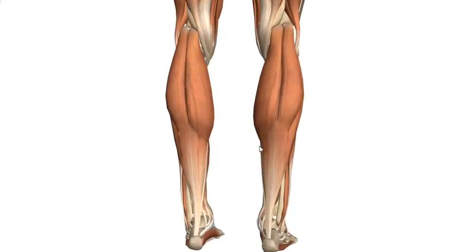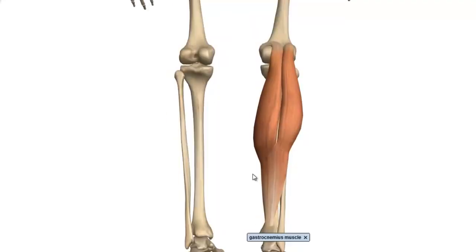We're looking at the most superficial muscle here, and this is called the gastrocnemius muscle. This muscle has 2 heads, a medial head here and a lateral head, and this muscle inserts onto the femur on the medial and lateral condyles. The medial head inserts onto the medial condyle and the lateral head inserts onto the lateral condyle. I'll show you that in a bit more detail.